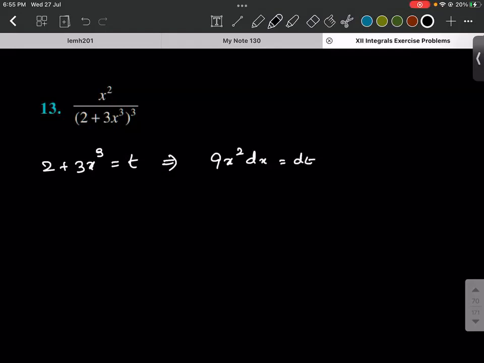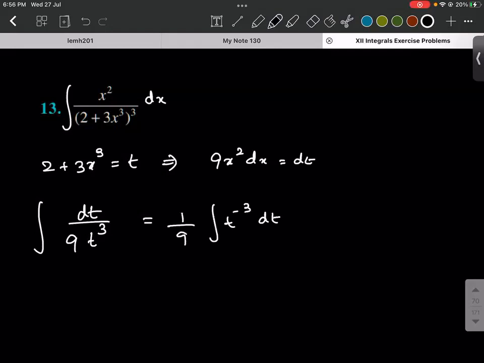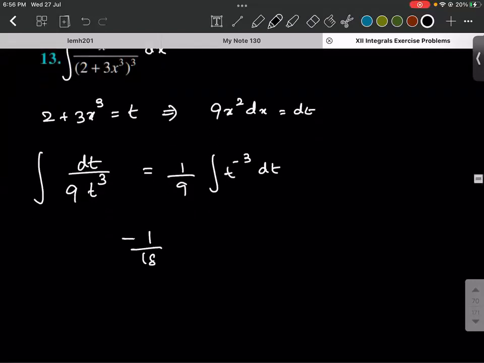So what will x square dx be? Integral of dt by 9 into t cube. So 1 by 9 into integral of t power minus 3 dt, this I am assuming you can integrate. So minus 1 by 18 into 1 by t square, that is 2 plus 3x cube the whole square plus c. This should be the answer.